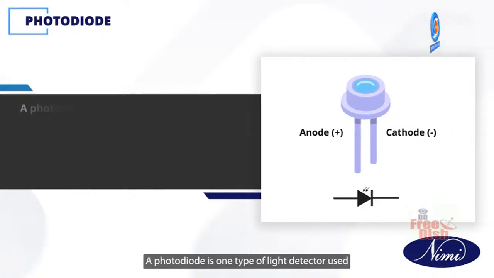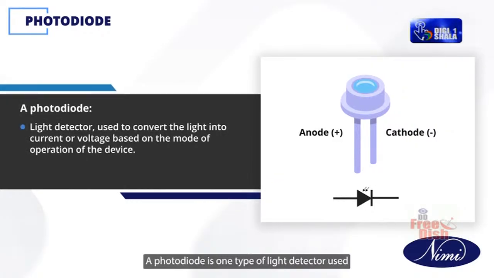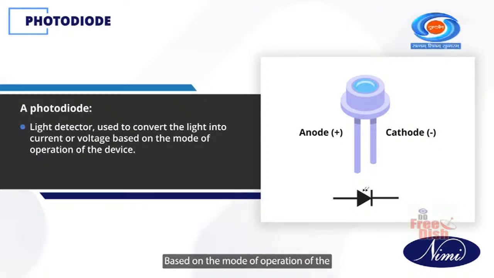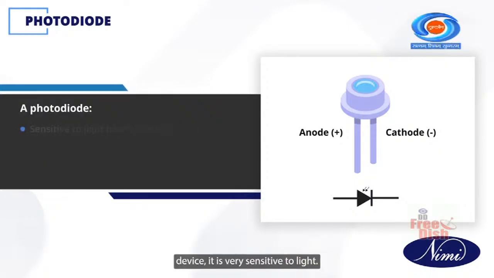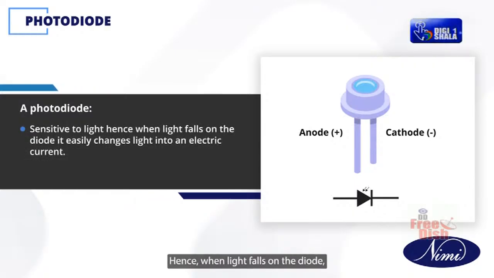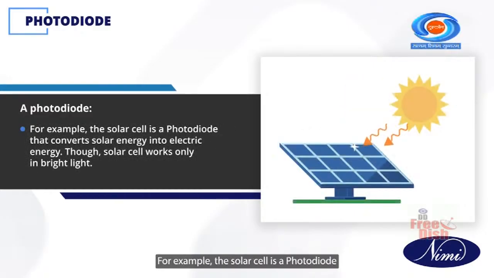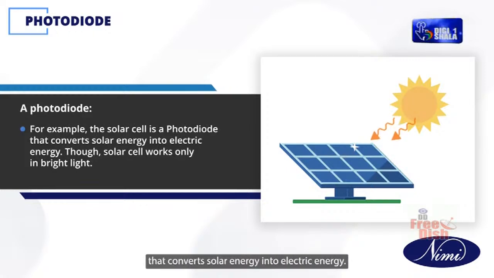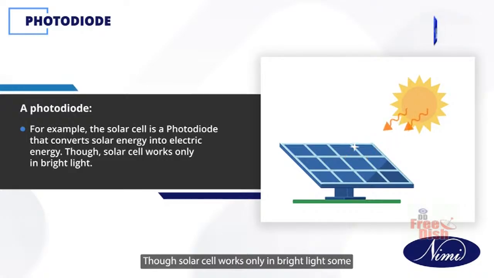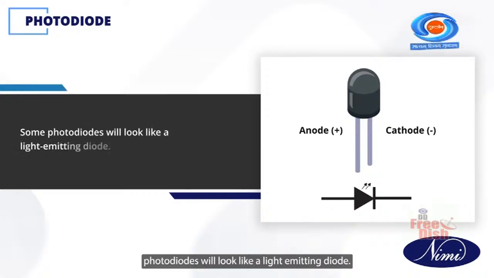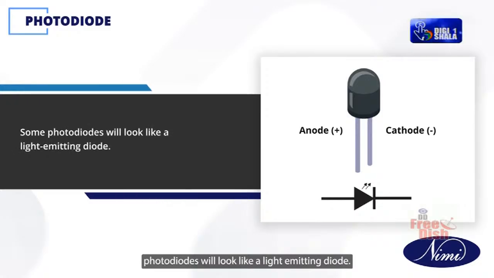A photodiode is one type of light detector used to convert light into current or voltage based on the mode of operation of the device. It is very sensitive to light, hence when light falls on the diode, it easily changes light into an electric current. For example, the solar cell is a photodiode that converts solar energy into electric energy, though a solar cell works only in bright light. Some photodiodes will look like a light-emitting diode.